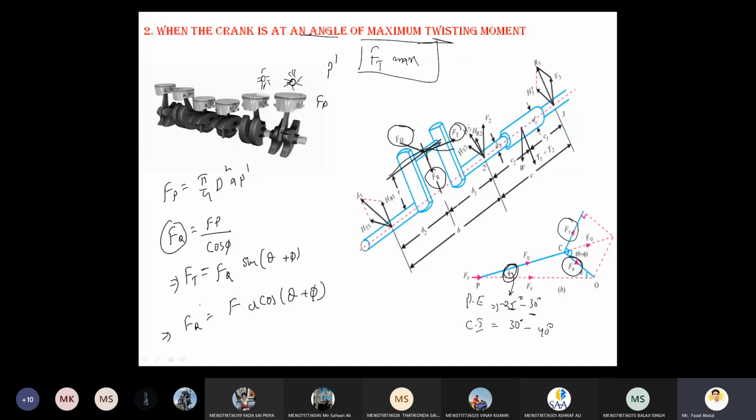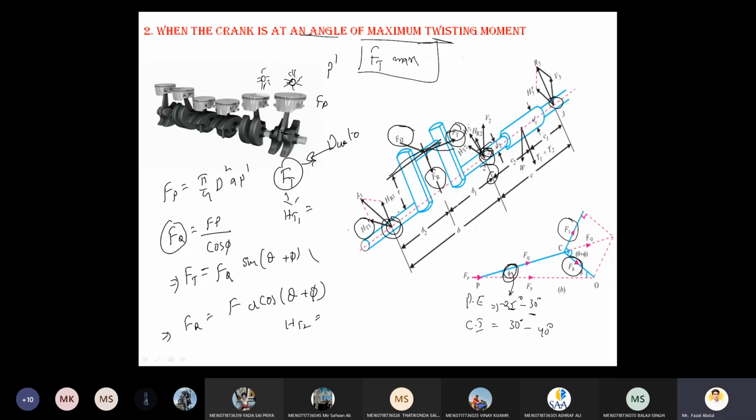Due to the tangential force Ft, there will be two reactions at the bearings 1 and 2. Here is the first bearing, here the second bearing, and this is the third bearing. Due to this Ft, two reactions are there at bearings 1 and 2. What are those reactions? HT1 reaction and HT2 reaction.